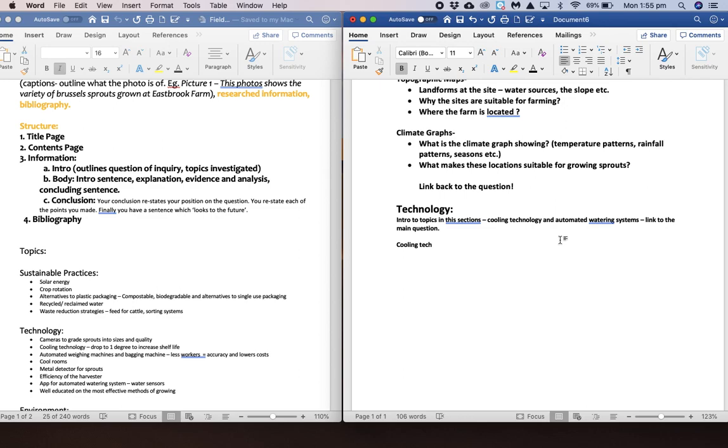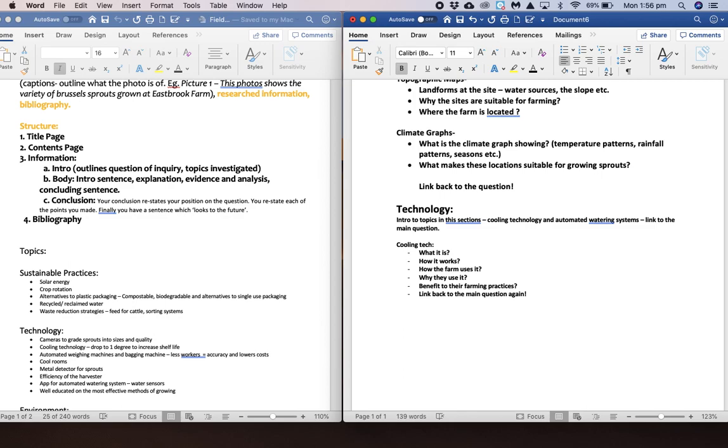And then you're going to talk about each of these two topics in a little bit more depth. You're going to cover things like what it is, how it works, how the farm uses it, why they use it, the benefit to their farming practices, and a link back to the main question again.